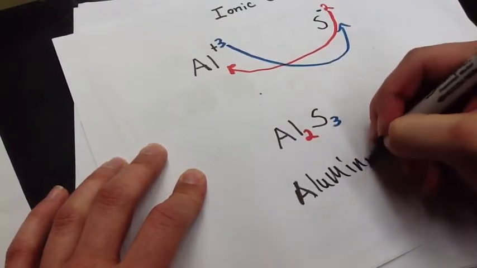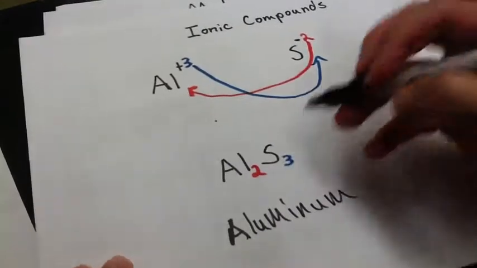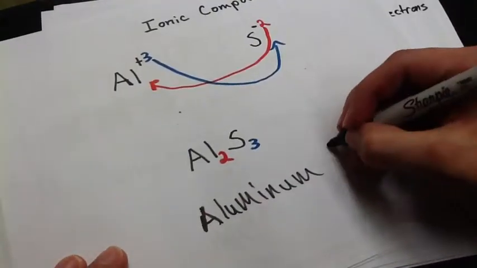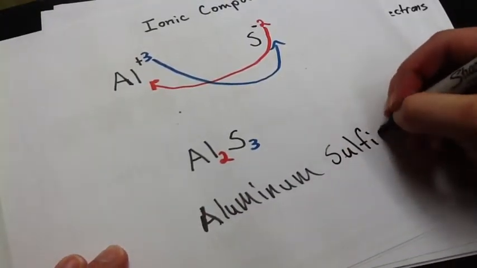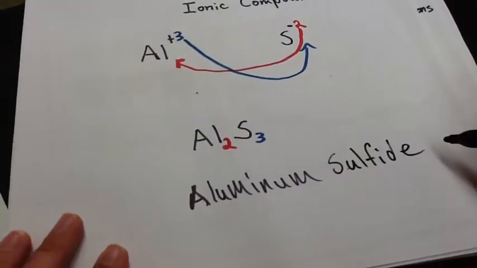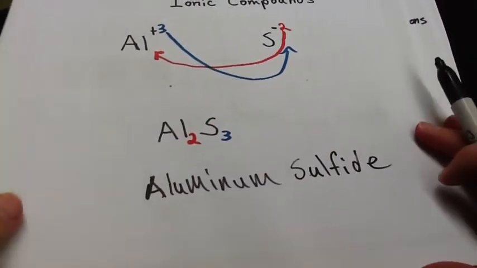Aluminum, and then sulfur is the anion, so it becomes sulfide. And I know this is a lot of information, but we already covered this. This is like a little review to bring us to the next topic.